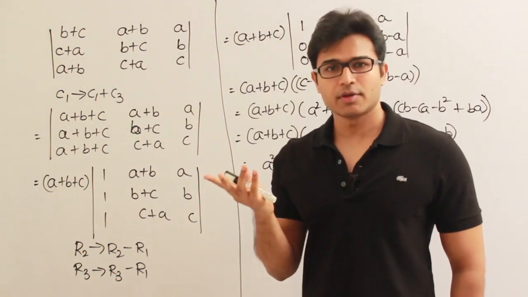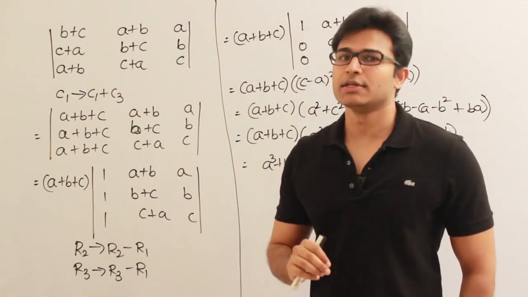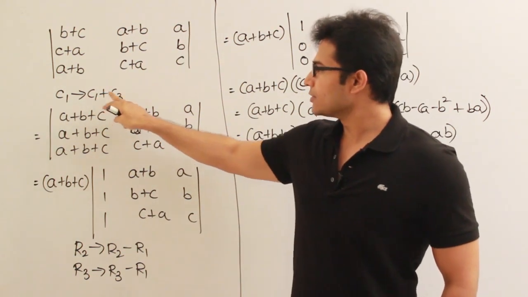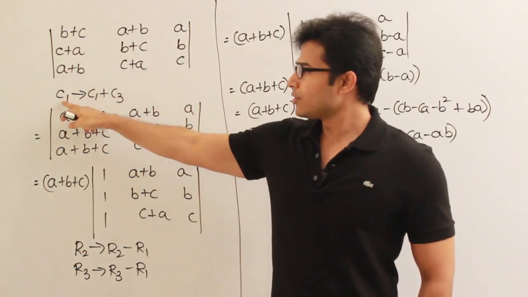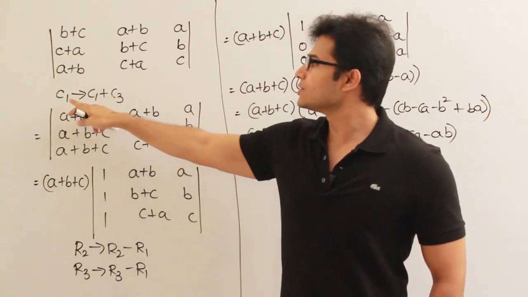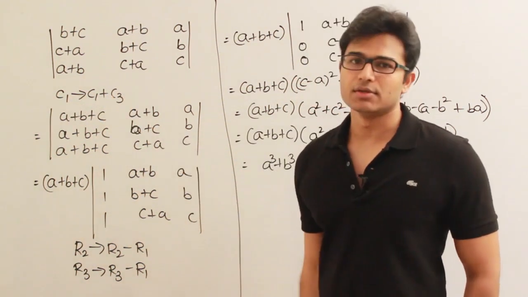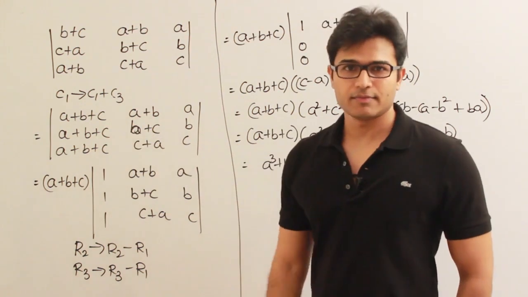Therefore, I'll sum both of them and then replace one of the columns with the result. So I'm going to sum C1 and C3, which means these two, and then I'm going to replace C1 with the sum. So C1 is being replaced with C1 plus C3. Then I'm going to get this entire thing, right?